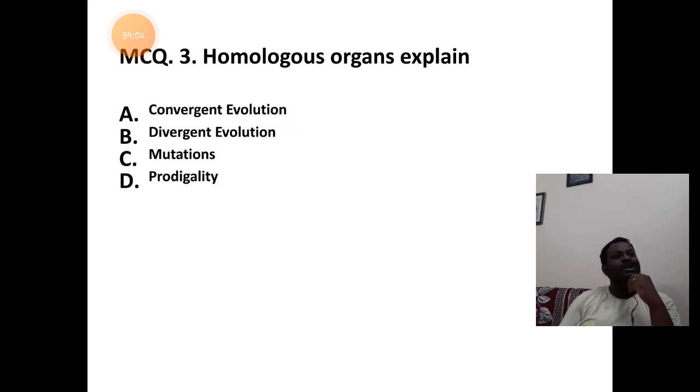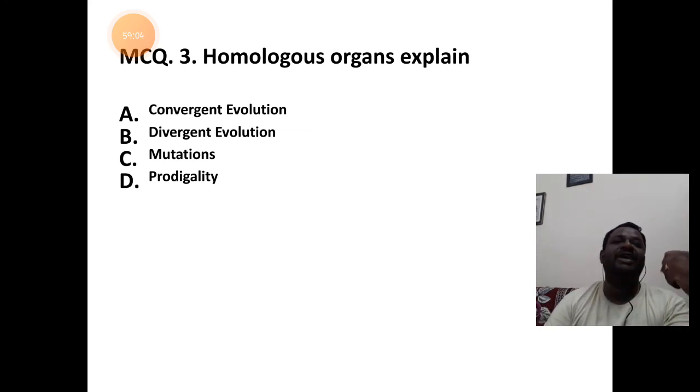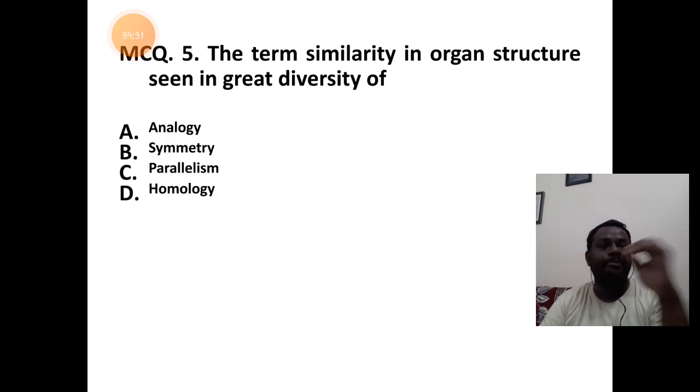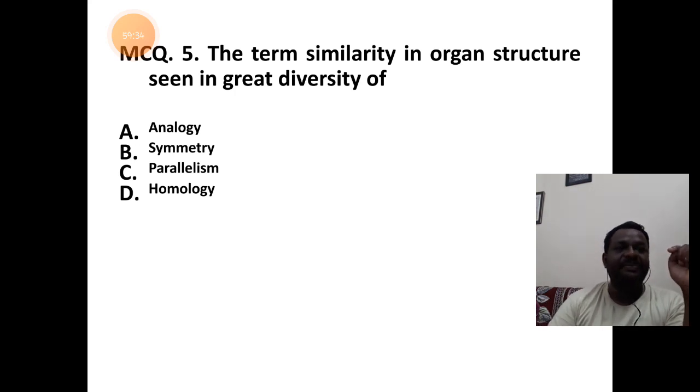Then, homologous organs will explain which type of evolution here. It is divergent evolution. Answer is B. Homologous organs are similar in origin, similar in development, similar in function, similar in behavior. They are similar in origin because they use a common ancestor for the divergent evolution. Answer is A.